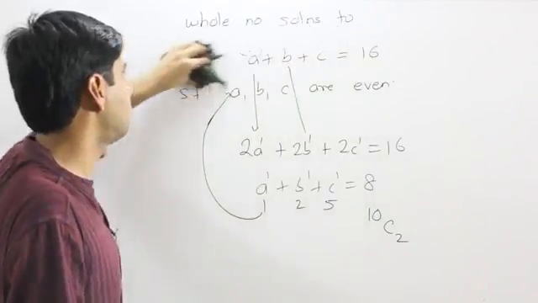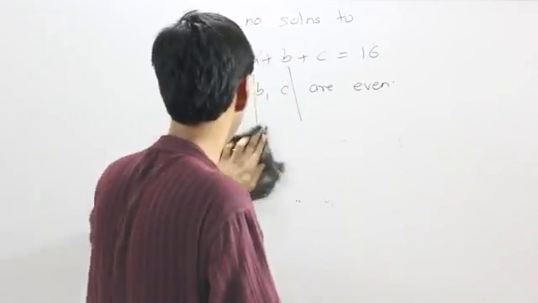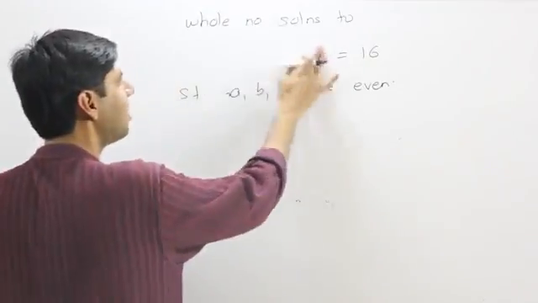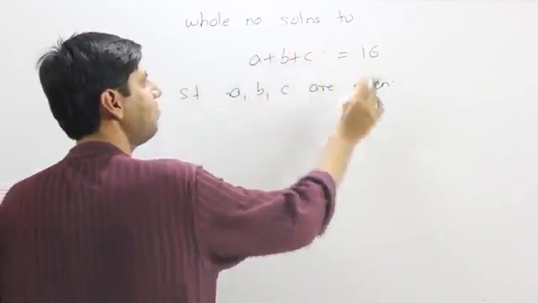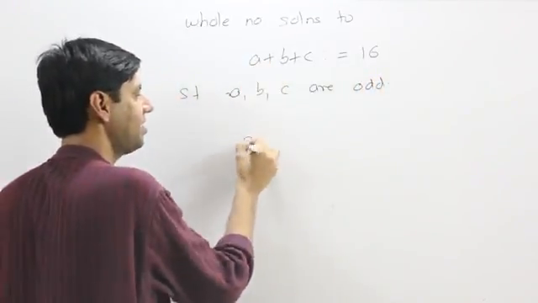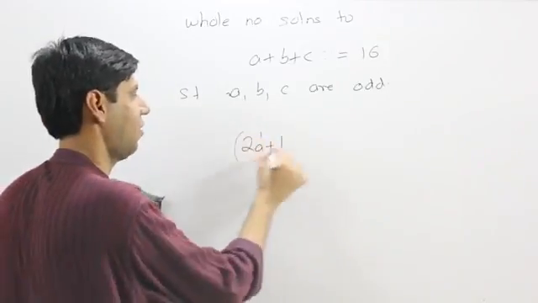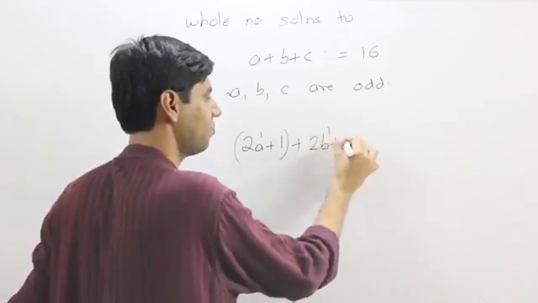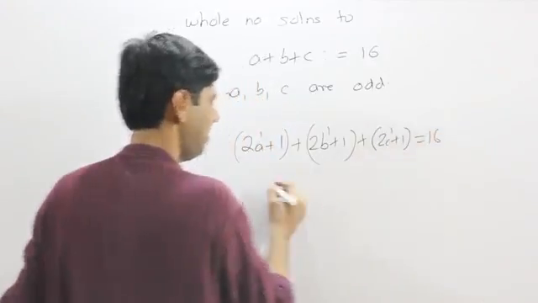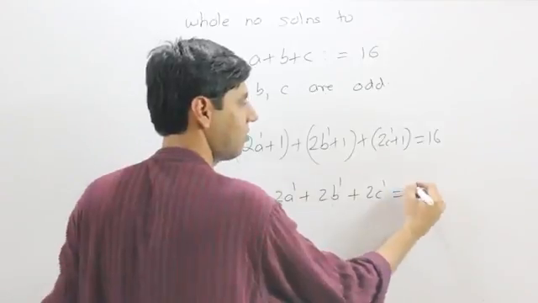Could I have odd number solutions also? Let's try it. Let's see what happens. So I am changing the question such that A, B and C are odd. If they are odd, could I write A as 2A prime plus 1, ensuring that A prime can be 0 as well. And I could write B as 2B prime plus 1 and C as 2C prime plus 1. On rearranging this, there's an interesting thing that happens. I get an equation 2(A prime plus B prime plus C prime) is equal to 13.